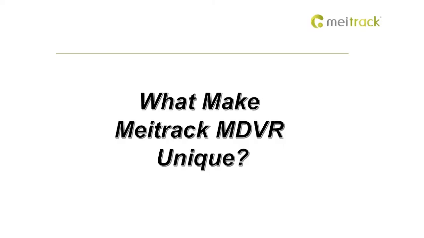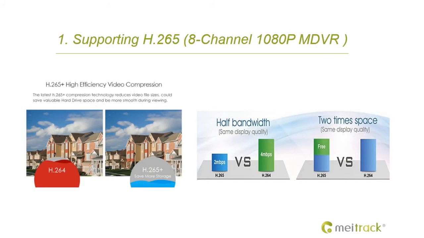What makes Meitrack MDVR unique? The first uniqueness is supporting H.265 high-efficiency video coding. It helps reduce video file size, save hard drive space, and be smoother during viewing. With the same quality of video data, H.265 can save 70 to 80% of the bandwidth, which means you can enjoy high-quality video even in a low internet speed environment.